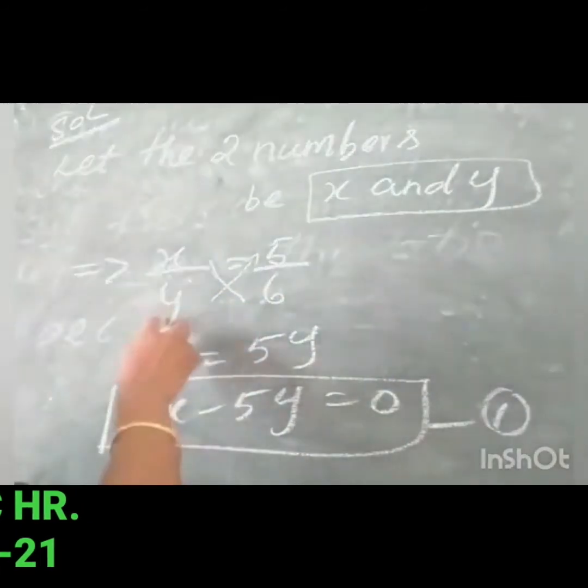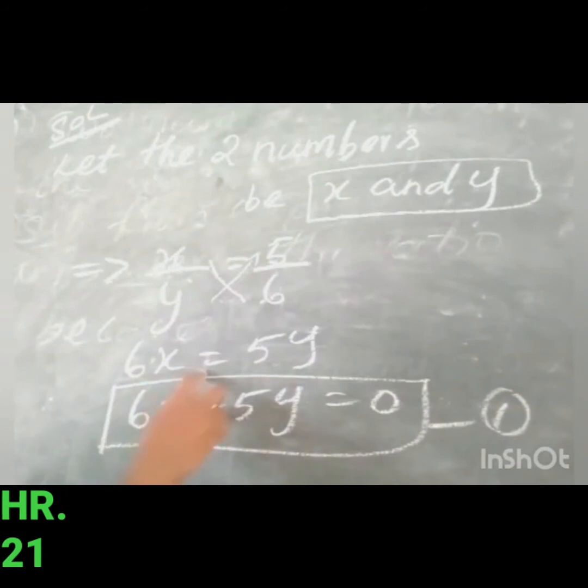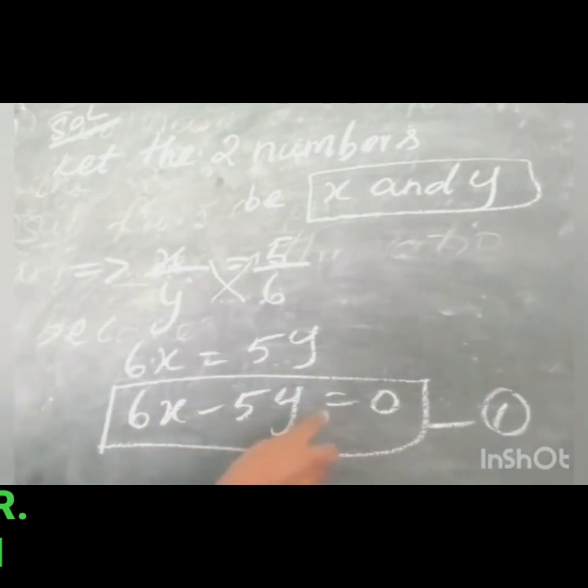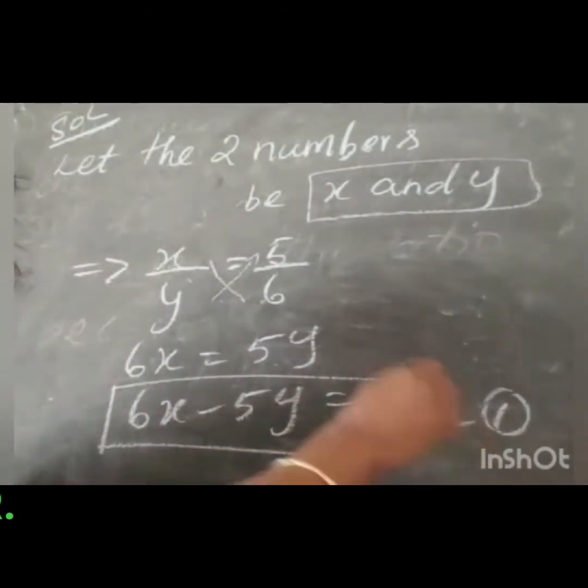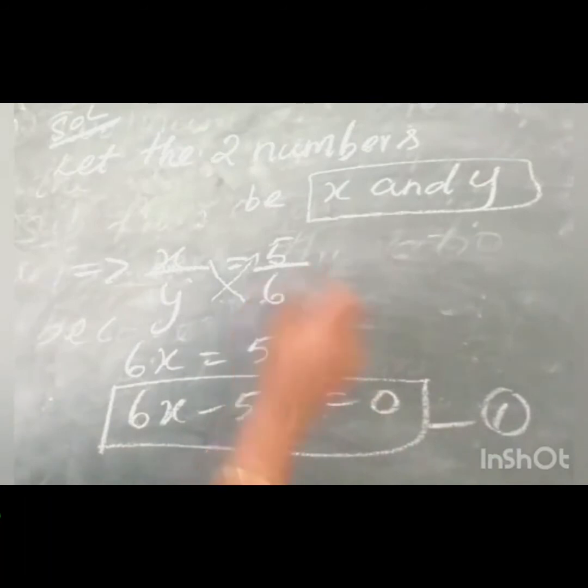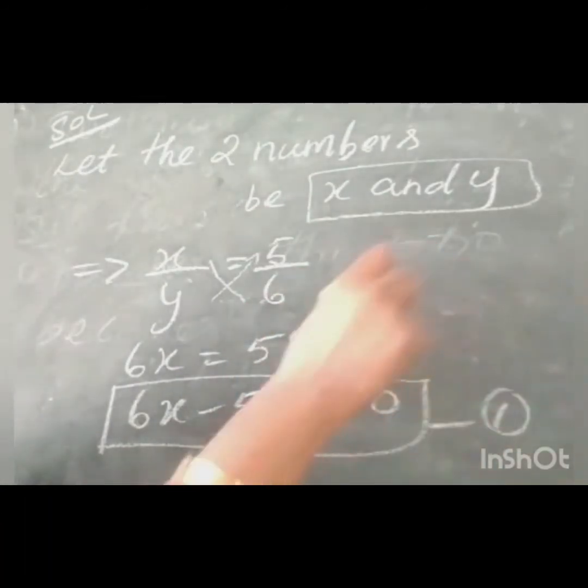So 5 multiplied by y, that is 5y. 6x equal to 5y. So we can form the equation. 5y comes to this side: 6x minus 5y equal to 0. This is considered as the first equation. Now let us form the second equation from the given information.